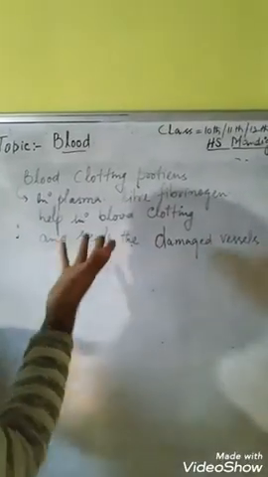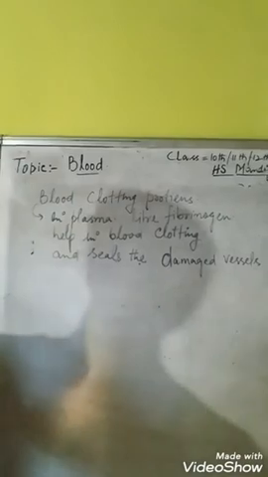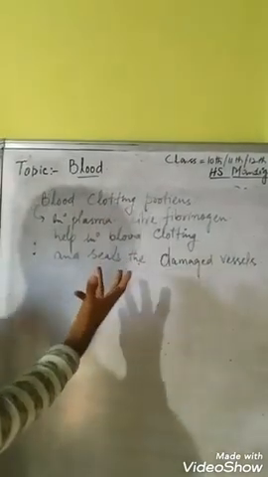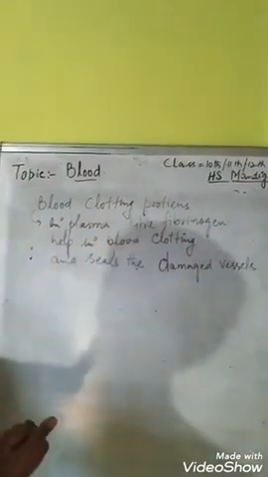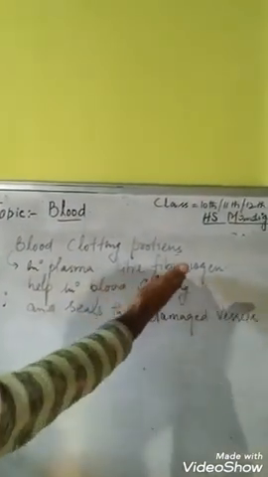As I have already told you about the albumins and the globulins, there is a third important component which is present in the plasma of our blood. They are the blood clotting proteins, which are present in the plasma, like fibrinogen.